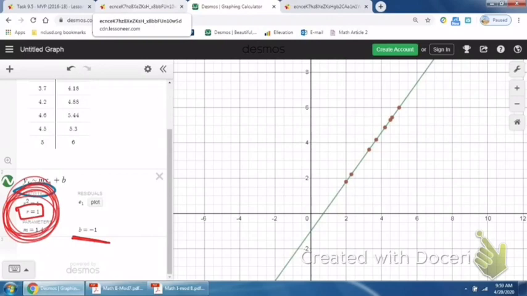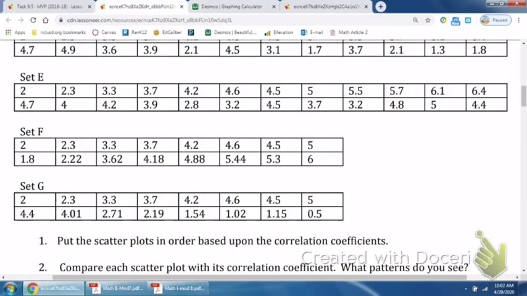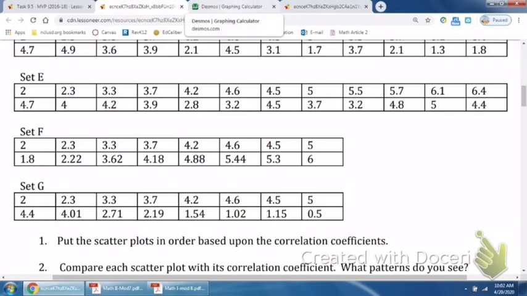Anyways, now we're going to do another one with a different correlation coefficient. I'm going to pause it, clear all this, and start a new table. Fast forwarding now, if you look on the left, there's a new table in. Now I'm using table E, so you can see I'm using this one here: 2, 2.3, 3.3, and then 4.74, 4.2.